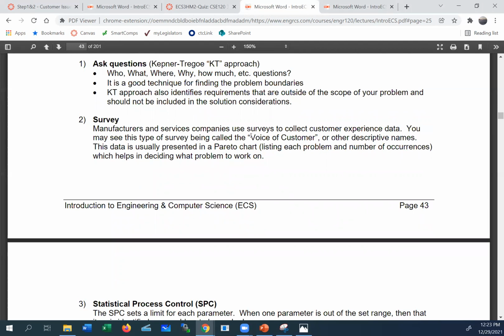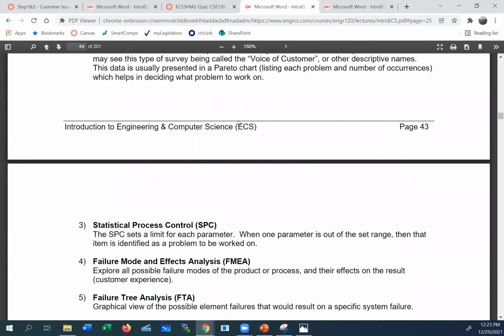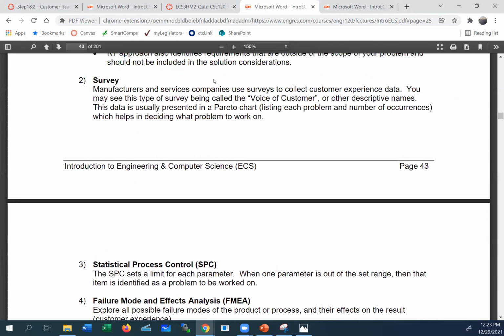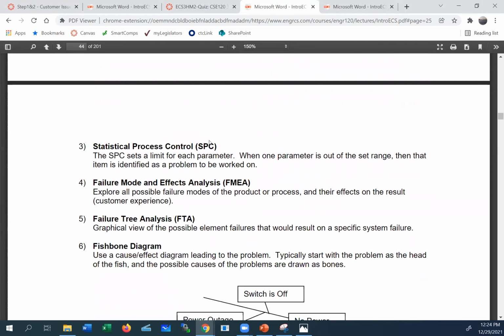A lot of organizations have some products or names, something like voice of customer, where they keep collecting that information and sharing it within the organization so everybody knows what some of the problems are. They use a technique called a Pareto chart. They chart the list of issues based on the number of times they appear and things like that.